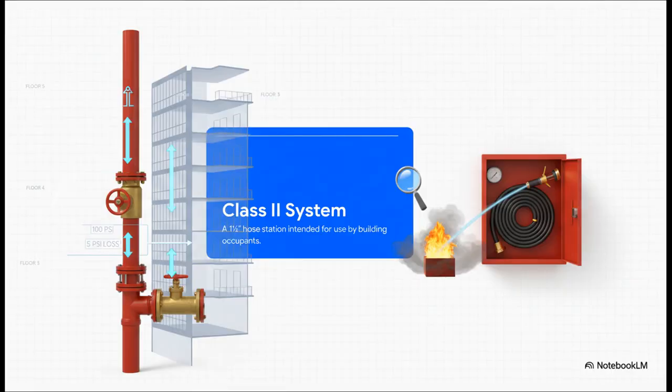A Class II system, on the other hand, is all about that immediate, first line of defense. Think of it as the break glass in case of emergency setup for trained folks inside the building. The smaller 1.5-inch hose is way more manageable, and it's designed to let them control a small fire before it really gets out of hand, buying precious time until the pros show up.